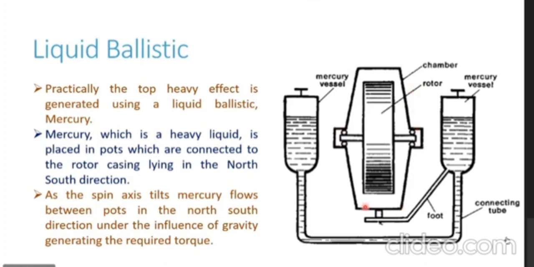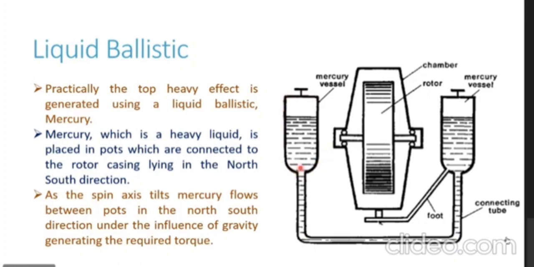Now what is actually done is, instead of fitting a physical weight, we connect the bottom of the casing to a mercury pot arrangement. You see there is a mercury pot here. Now this particular pot or mercury vessel has an opening on top. You can open it up from here and fill up the mercury. And this is connected with a tube. You have this connecting tube going at the bottom and is connected to another pot here. One of the pots is on the north end of the spin axis. The other pot is at the south end of the spin axis.